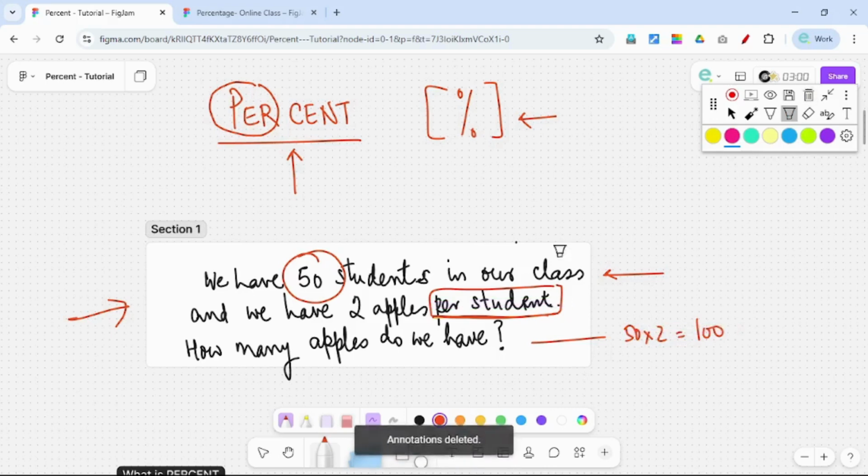Now, if you observe closely, per means for each. The word per means for each or for every. It has the same meaning in the word percent. So per means for every.